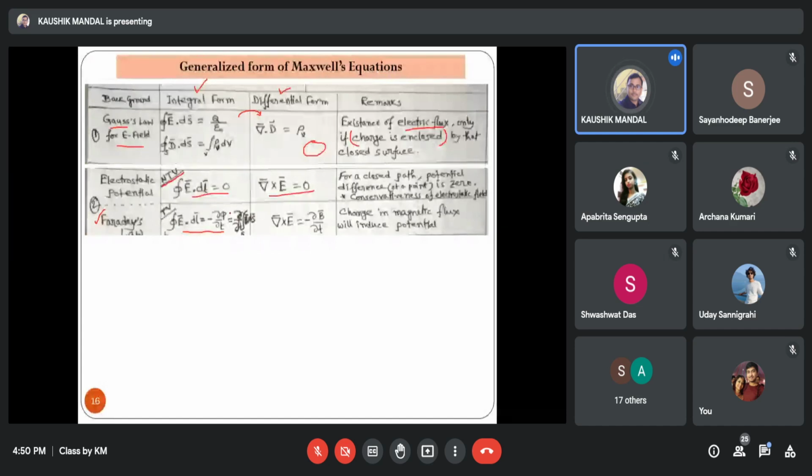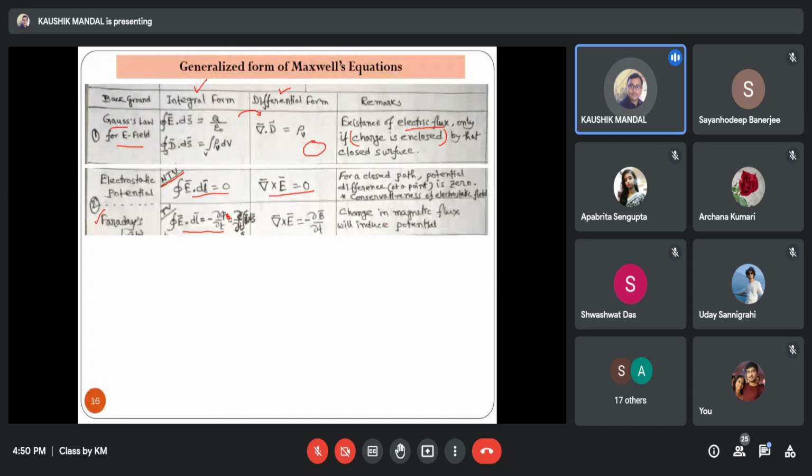It is better to write d phi B by dt. It will be d phi B by dt, change in magnetic flux. E dot dl equal to minus of d phi B by dt. That will be minus of d phi. You should note it, okay? It will be d phi B by dt.